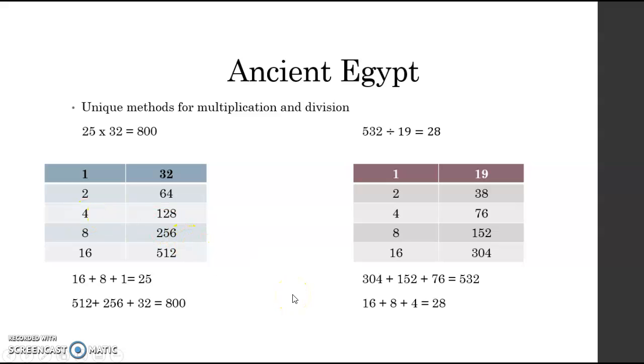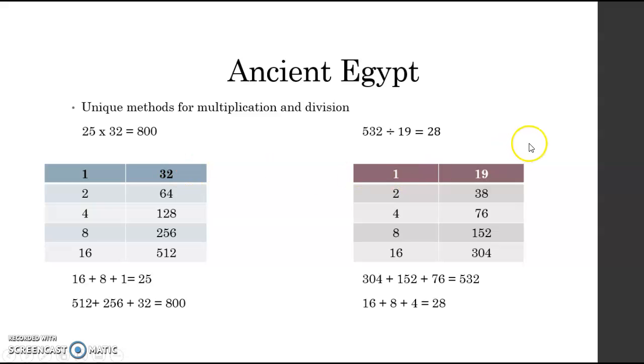And so how they calculated this for multiplication is that they looked at the left column and they wanted to find numbers that summed up to 25. So we look at this and we have 16 plus 8 plus 1 equals 25. Now we look at the corresponding right column. 16 corresponds with 512. Then 8 corresponds with 256, so we add 256. And then 1 corresponds with 32, so we add 32. If we sum all these numbers together, we get 800. And we see that's the same value as up here. So that's how they did multiplication.